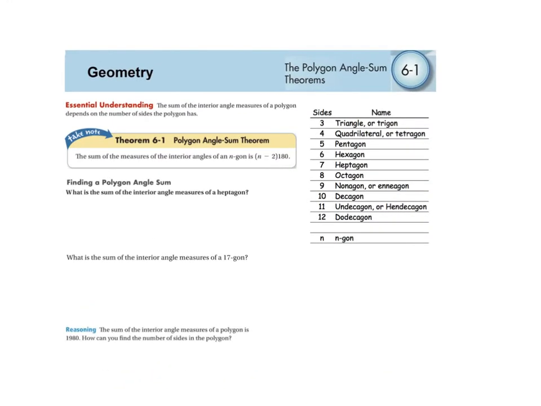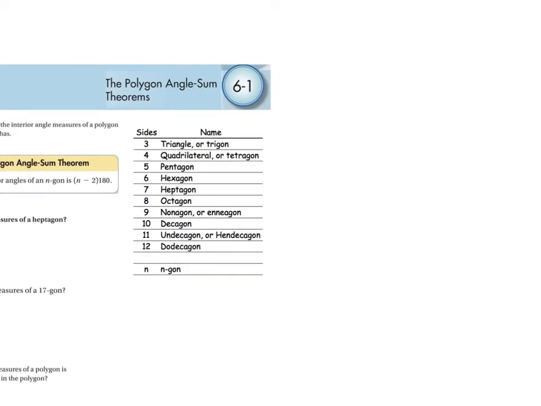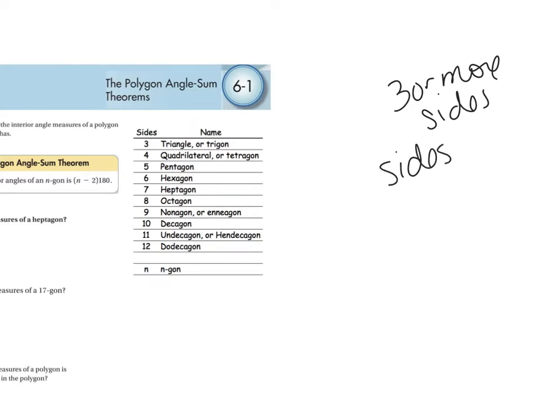Okay, so section 6.1 is our first section of this unit, and this unit is all about polygons. And a polygon, just to recap if you didn't know, is a figure that has 3 or more sides, okay? And all of the sides are straight lines. So there's no curved lines, like circles are not considered a polygon. And yeah, so that's what it means to be a polygon.